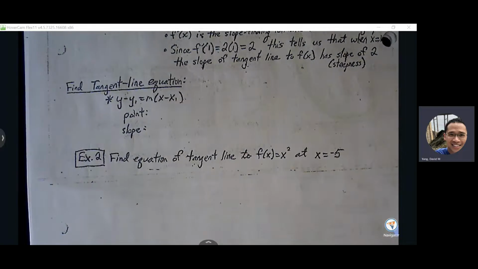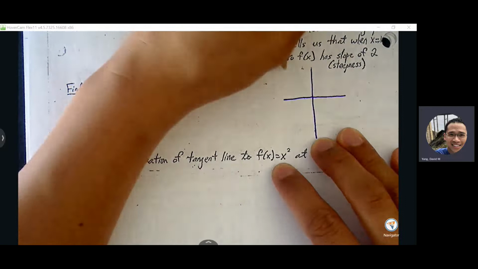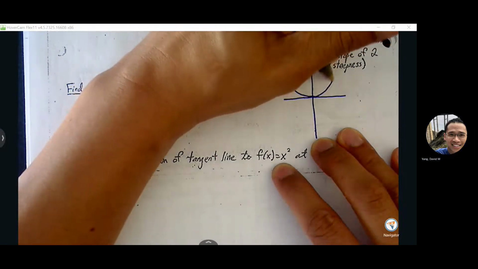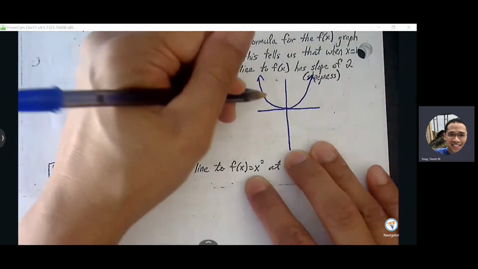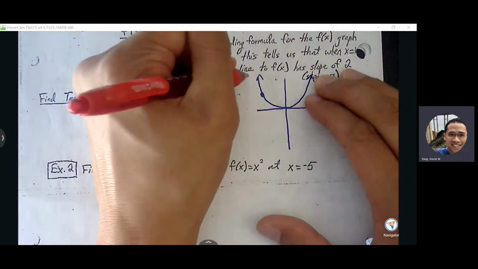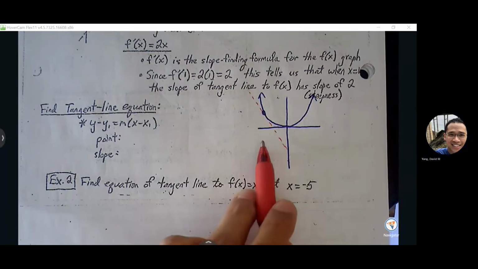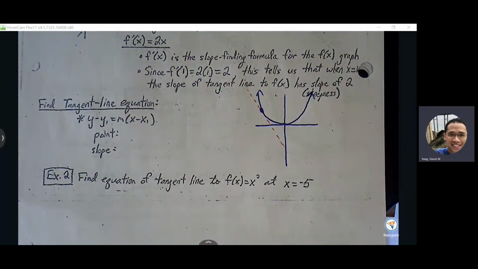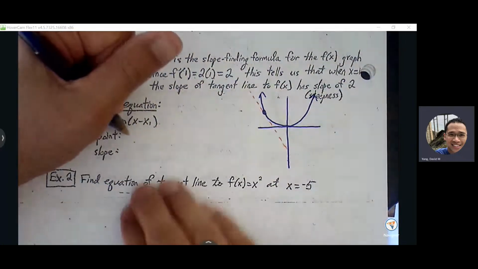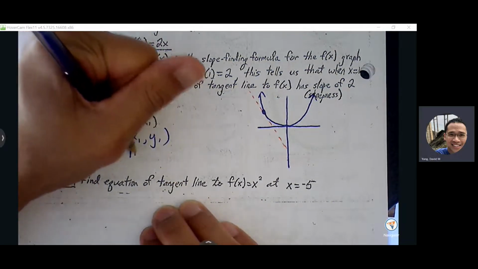So tangent line equation. Okay. This is what we're going to try to achieve. The problem is going to give us a specific location on the graph. And our goal is to be able to create the equation of that tangent line. And to create that tangent line, I need two pieces of information. I need the point. And I need the slope.